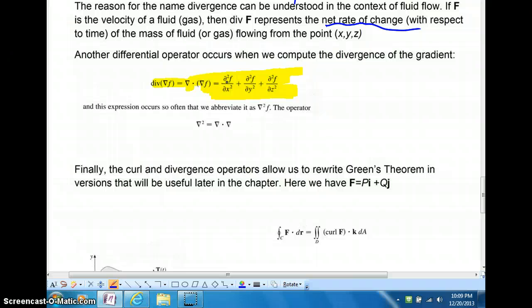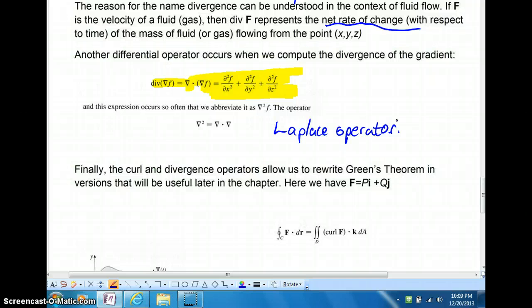Once again, this quantity is not a vector itself, it's a scalar. And it shows up so much that we can abbreviate it as del squared of f. This operator, del squared, is also known as the Laplace operator. And the Laplace operator shows up in later courses. The author is really just introducing it here. We're not going to be discussing it at great length.